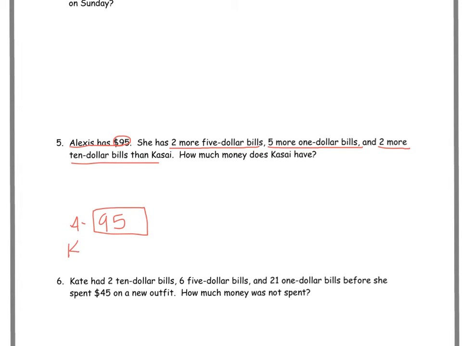And we know that Cassie has fewer because it says that Alexis has more, and these are all mores. So now we just got to figure out what that amount is in terms of how much more. So we're going to draw these out. So we have 2 5s, 5 1s, and 2 10s.